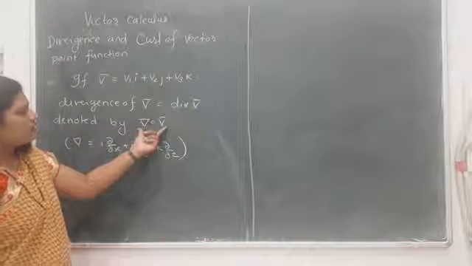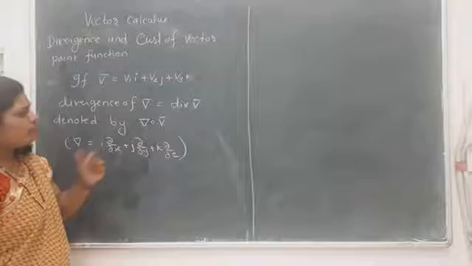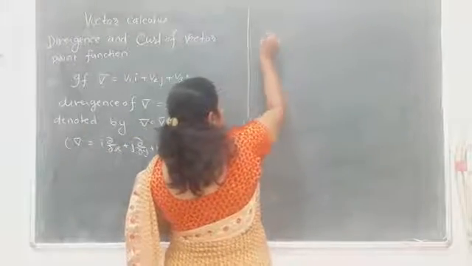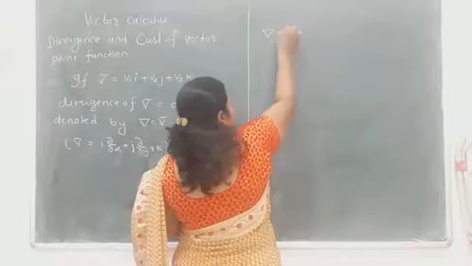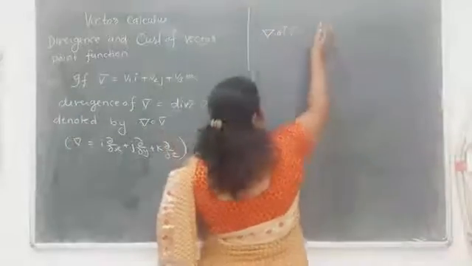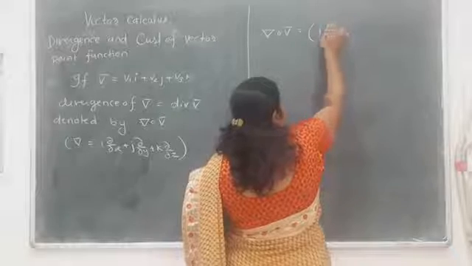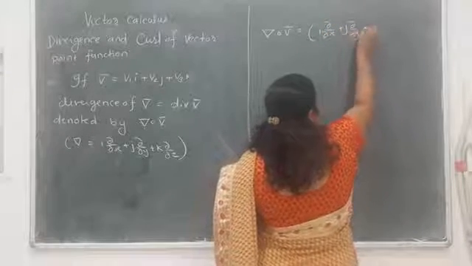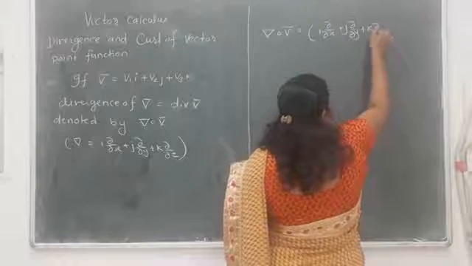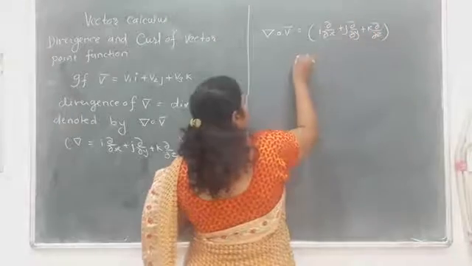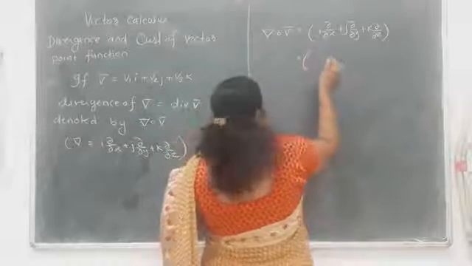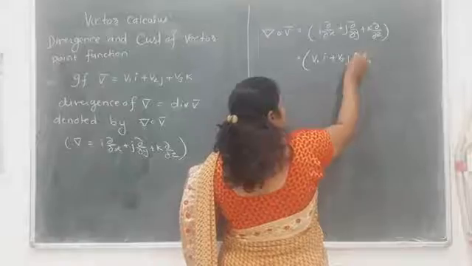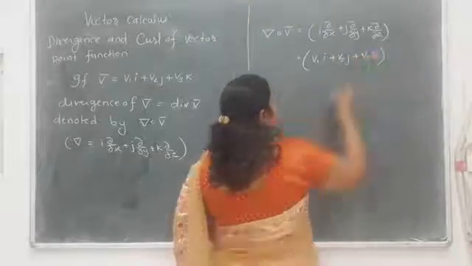Now we can take the divergence of v bar. We calculate this as del dot v bar. So we put the value of del here: i del by del x plus j del by del y plus k del by del z, and here is a dot. And here is the value of v bar, that is v1 i plus v2 j plus v3 k.